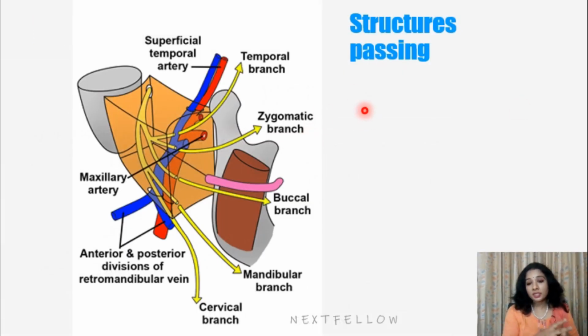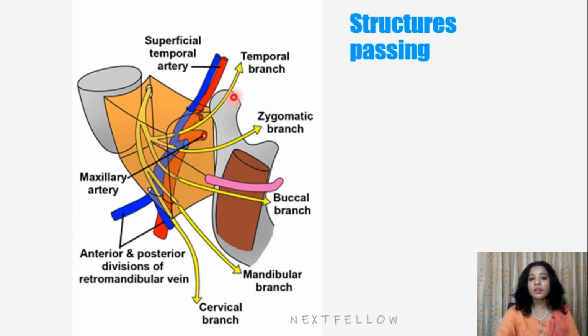Next, about the structures passing through the parotid gland, we can remember them as nerve, vein and artery. The nerve is the most superficial structure. The nerve is the facial nerve, which divides within the gland like the foot of a goose, which is called pes anserinus. So the division pattern of the facial nerve within the gland is like the foot of a goose. And the vein is the retromandibular vein, which is located in the gland itself.